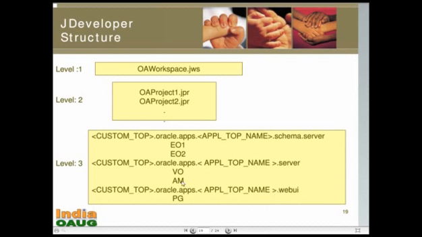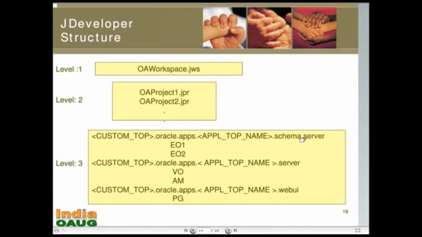And your view objects and application module must be saved in the .server. Entity objects will be saved in the .schema.server. So three parts are important: .webui, .server, .schema.server. Inside of .webui, what will we save? Pages. Inside of .server, what will we save? View objects and application module. Entity objects will be saved in the .schema.server. These are the three folders we have to remember when we are developing the OAF pages.